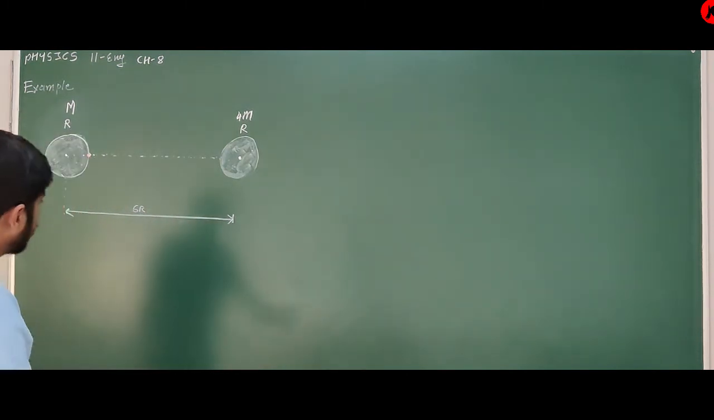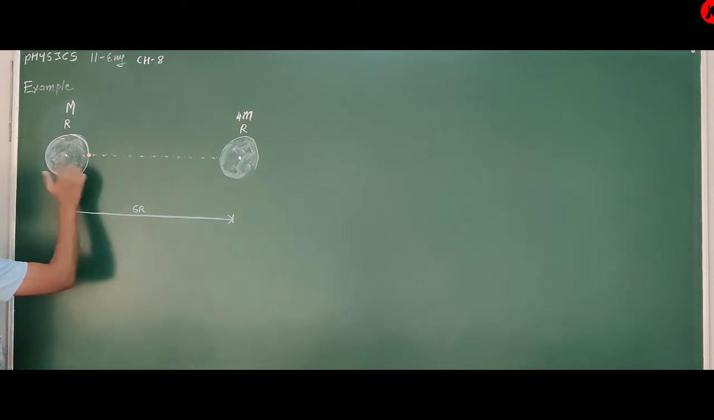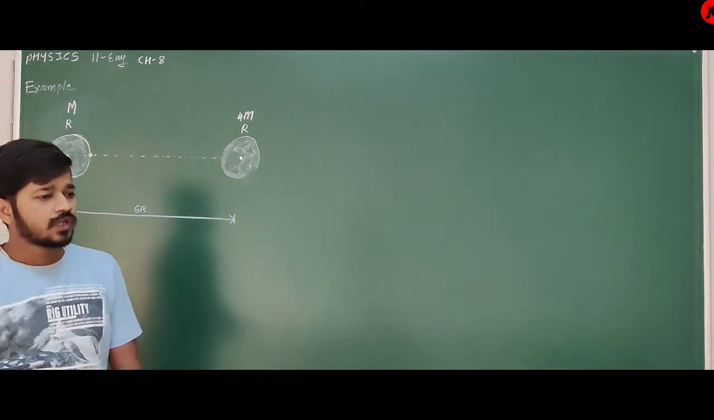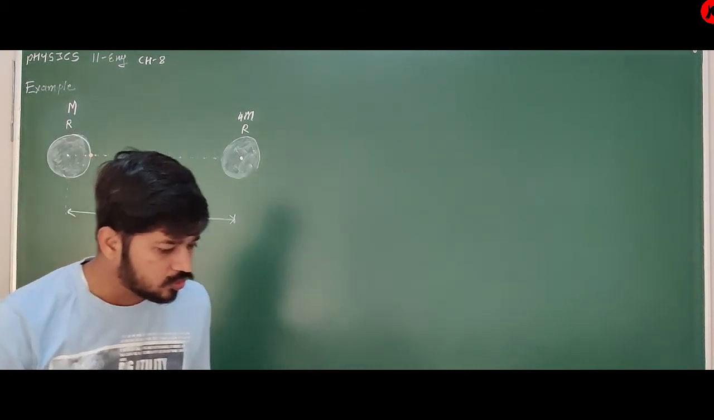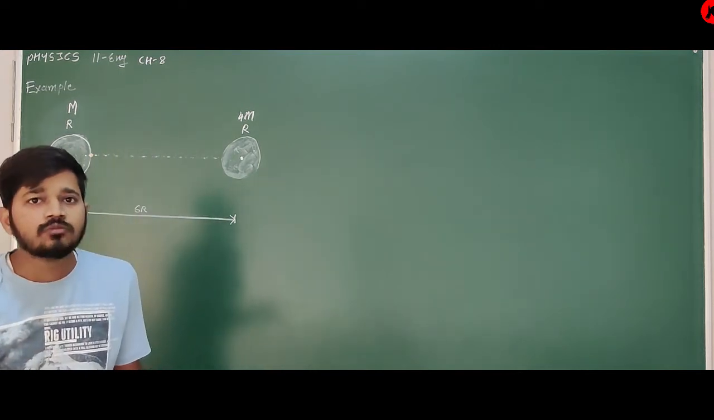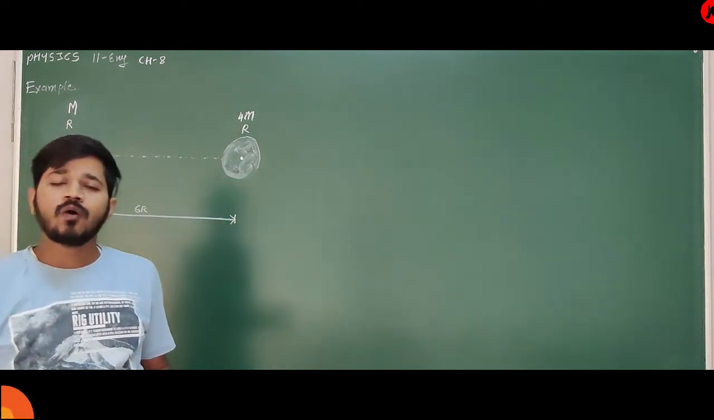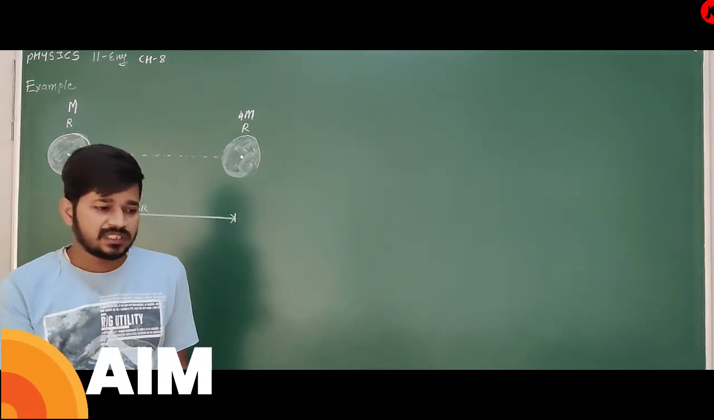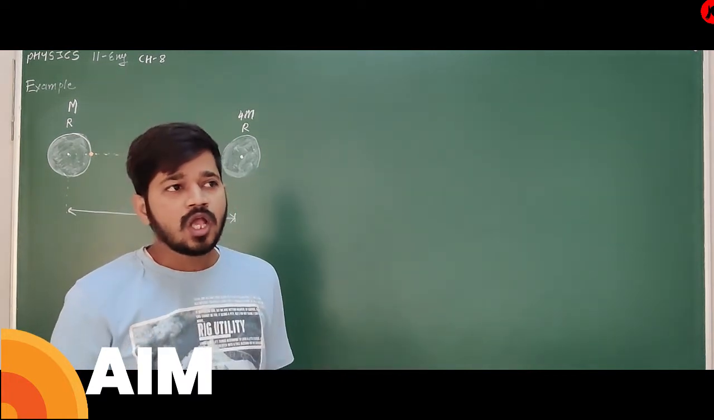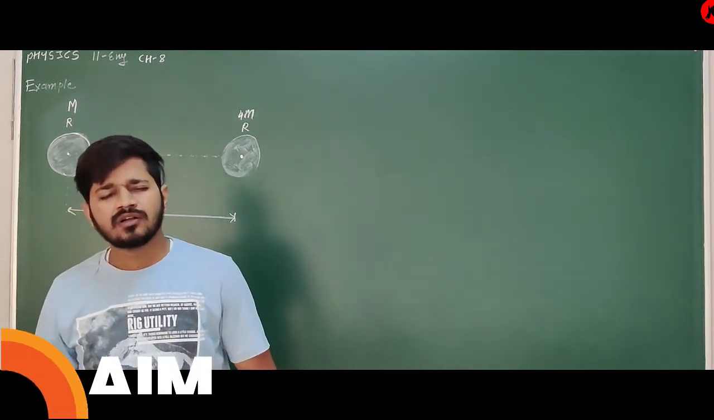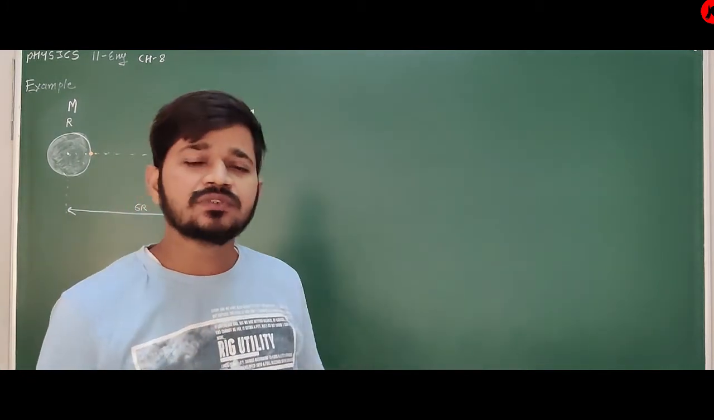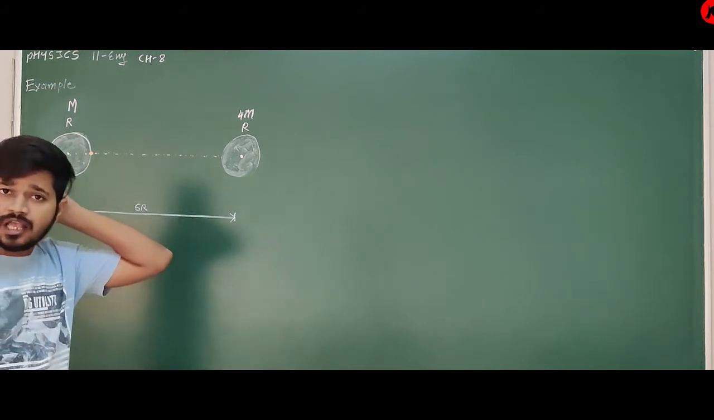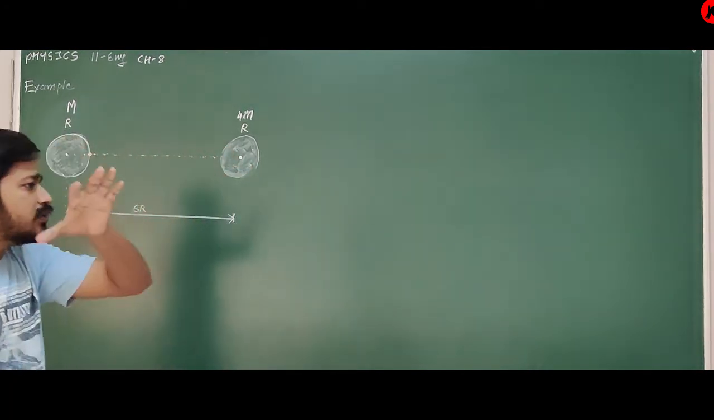Now, how to solve this question? You have to find the minimum speed. Minimum speed means what? If we want to throw some object to a large distance, then obviously we have to increase its speed. If your initial speed is small, then the distance traveled, or range, is also small. But if you throw the object with maximum speed, then it will travel the maximum distance. But here you have to find the minimum speed. So how to find this minimum speed?